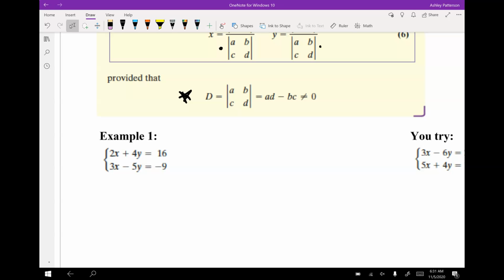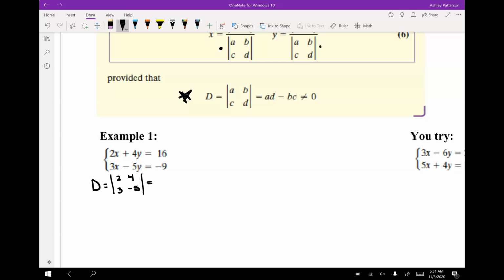So I'm going to do that one in black. The determinant of the coefficients, well, I'm going to set up my matrix. So it's 2, 4, 3, and -5. Keep everything in order. Okay, don't move things around. And then we're going to calculate it just like we calculated the previous two.